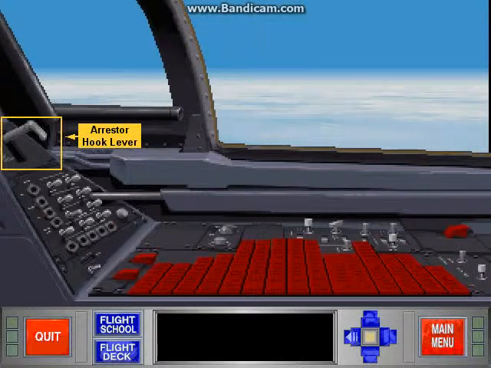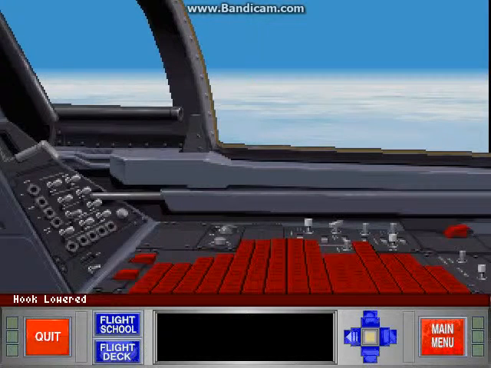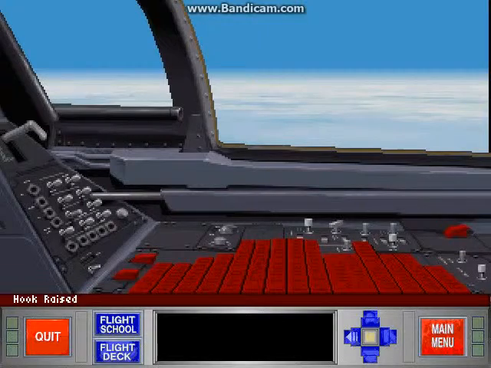The arrestor hook lever lowers the arrestor hook for landings. To raise or lower the arrestor hook, press the H key. Arrestor hook lowered. Arrestor hook raised.